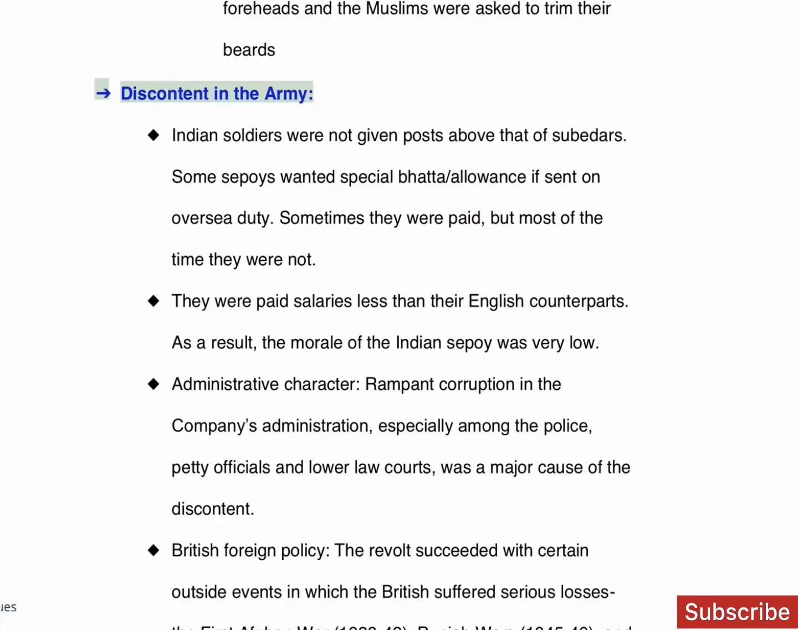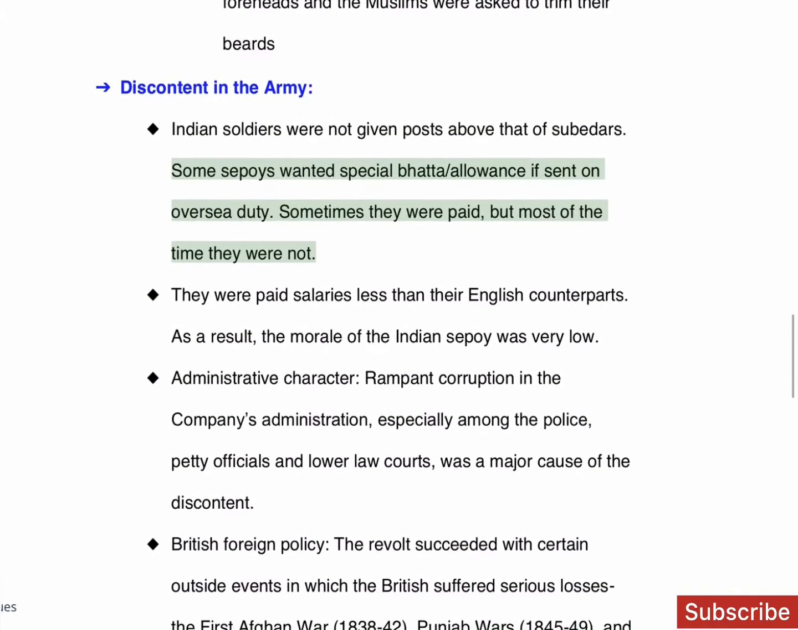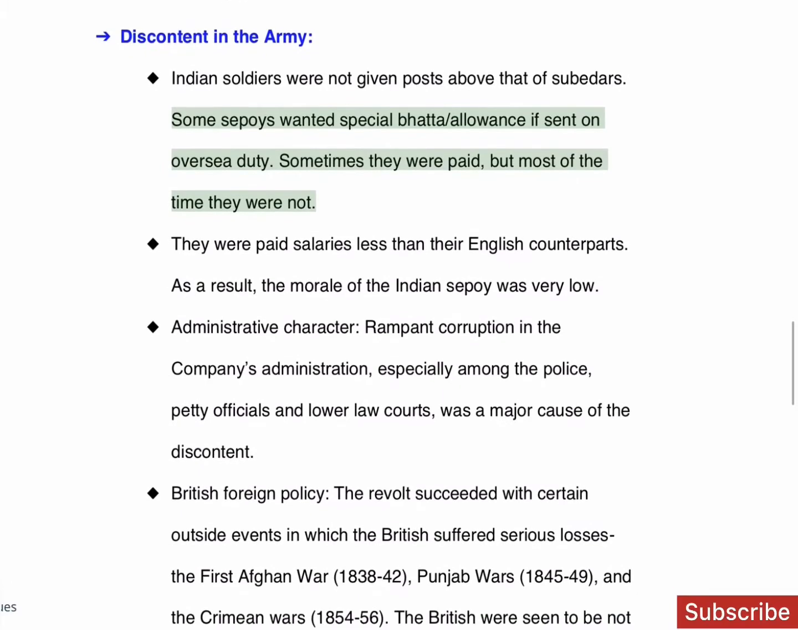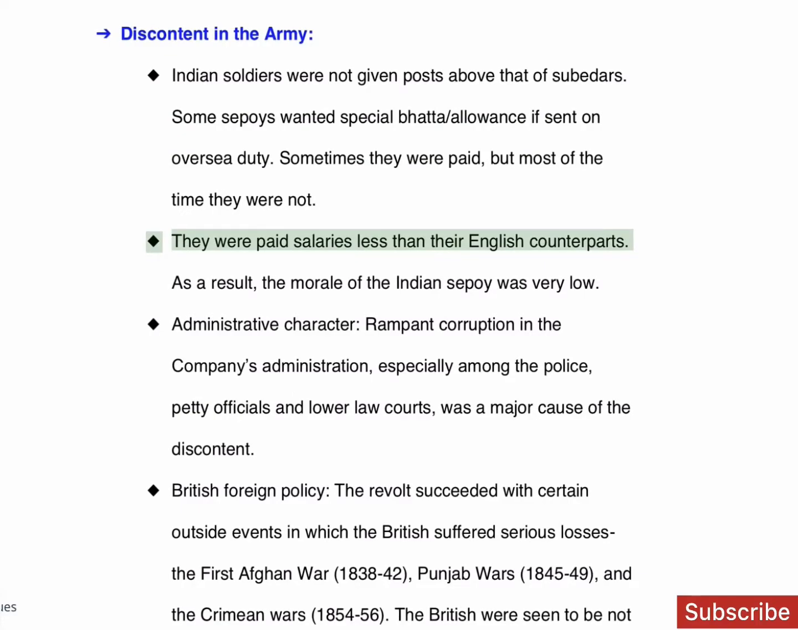Discontent in the army. Indian soldiers were not given posts above that of subedars. Some sepoys wanted a special batta allowance if sent on overseas duty. Sometimes they were paid, but most of the time they were not. They were paid salaries less than their English counterparts. As a result, the morale of the Indian sepoy was very low.